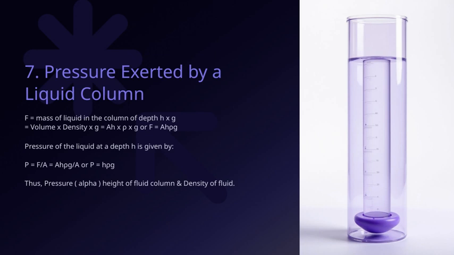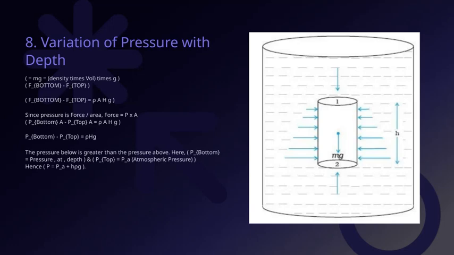Understanding these relationships is key to grasping how liquids exert pressure and force, which ties into the larger theme of fluid mechanics we're exploring today. Now, let's take a look at how the pressure below a certain point is greater than the pressure above it. Here, we define P at the bottom as the pressure at a specific depth, and P at the top as atmospheric pressure, which we denote as PA.